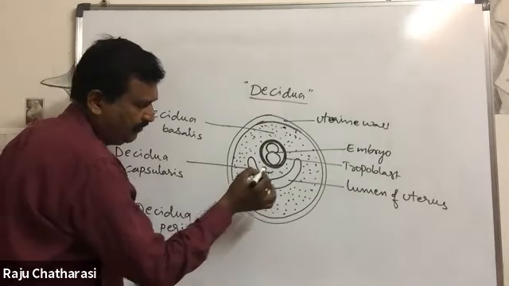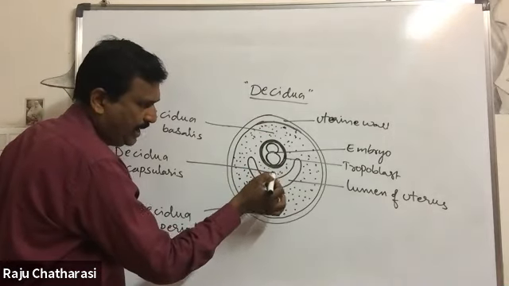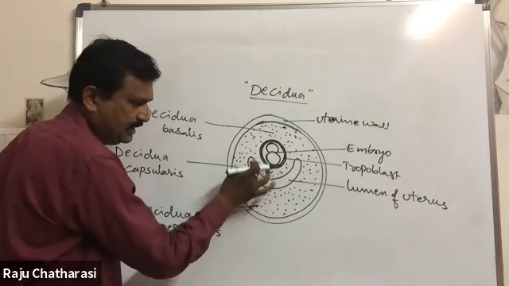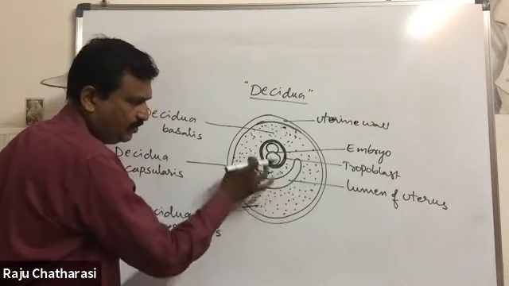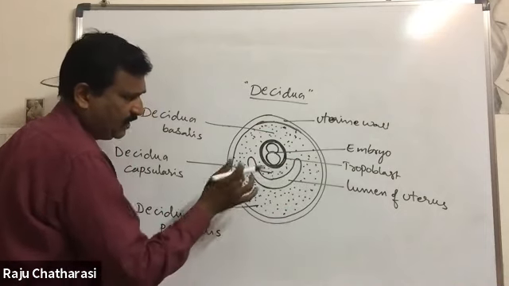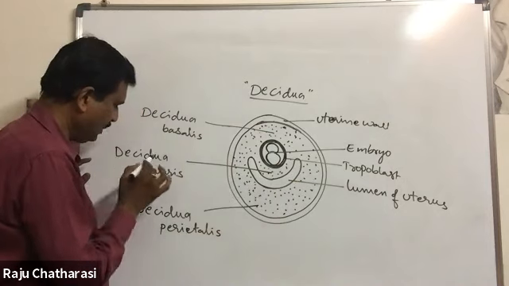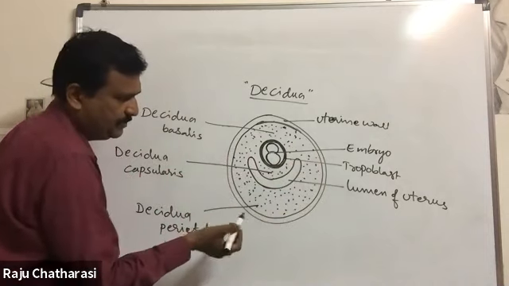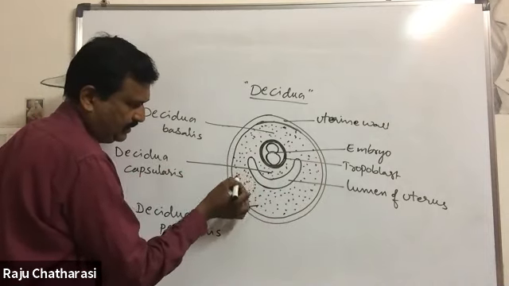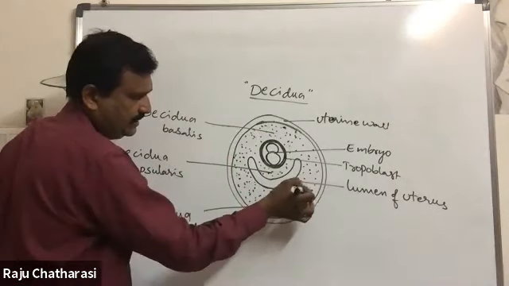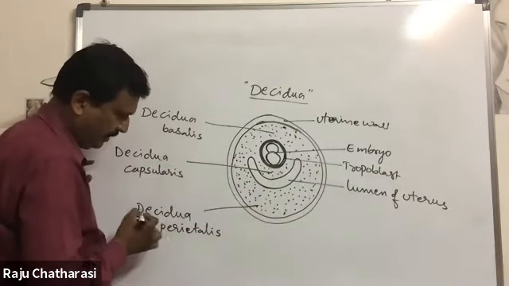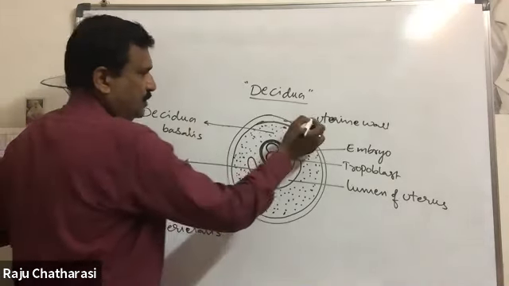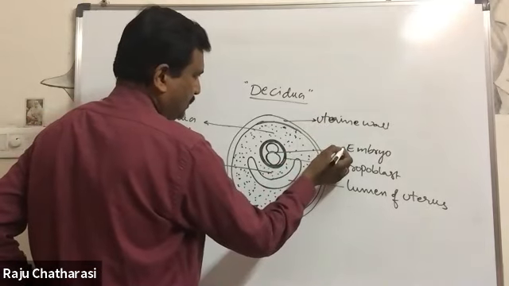Next, the decidual portion which is present between embryo and lumen of the uterus. Here this is the lumen of the uterus, beta. It is the leftover part of the uterus. This portion of decidua is called decidua capsularis. The remaining part of the decidua, present in these regions, is called decidua parietalis.